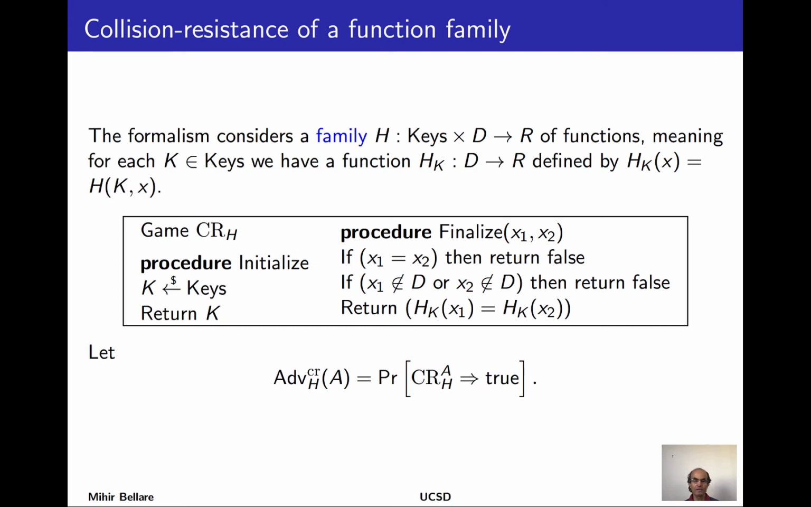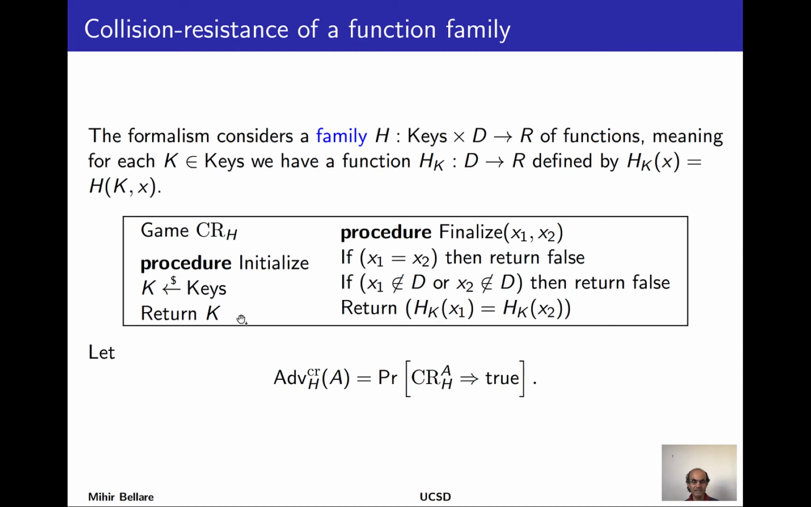Also recall that when we fix a key and subscript h by that, we're talking about the induced function from this domain to the range, which evaluates the 2-argument function with the key fixed to the choice here. Our game, called collision resistance associated to the family h, will in initialize pick a key at random from the key space. This we've seen many times when we're defining key recovery security, PRF security, and so forth.